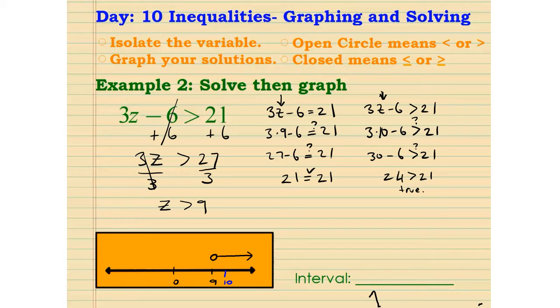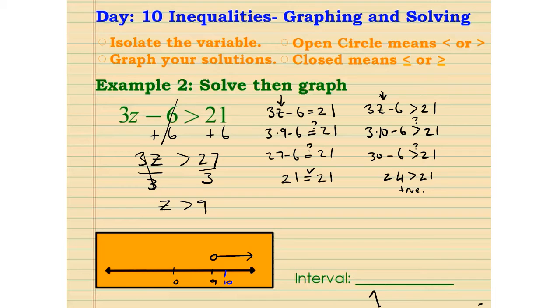Now, let's write an interval for this one as well. To write our intervals, we are going to look at what is the least value and what's the maximum value for our solutions.